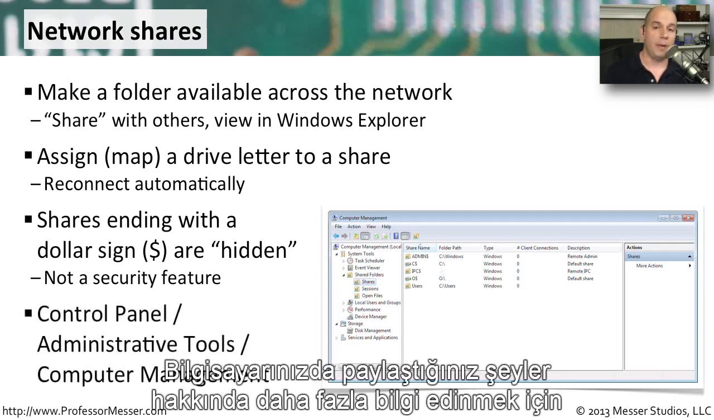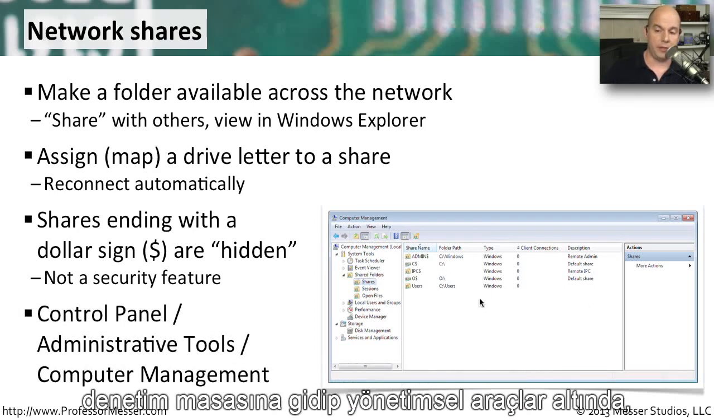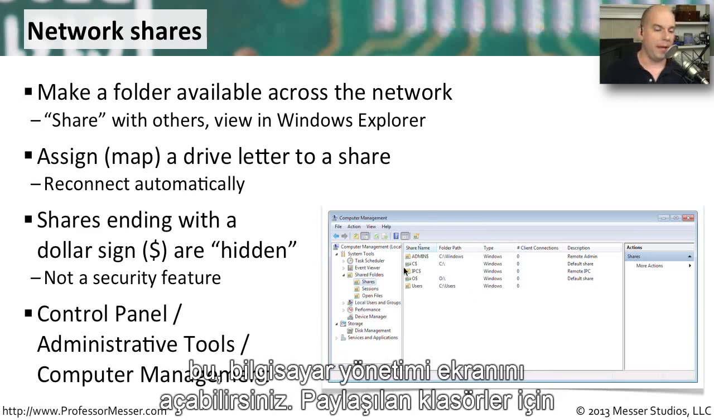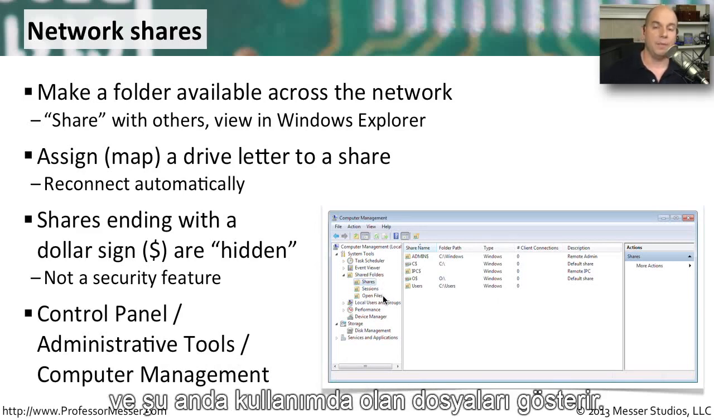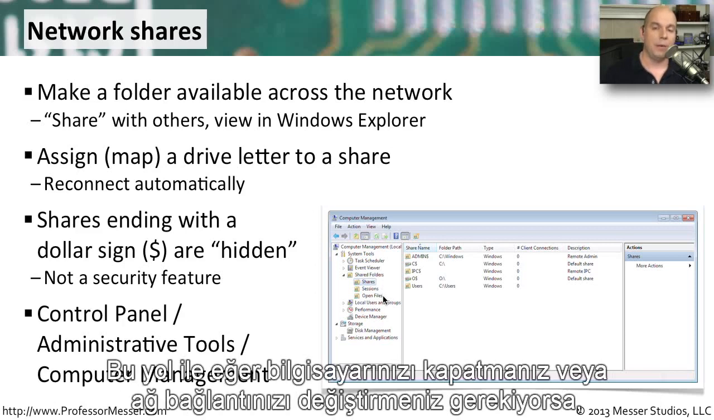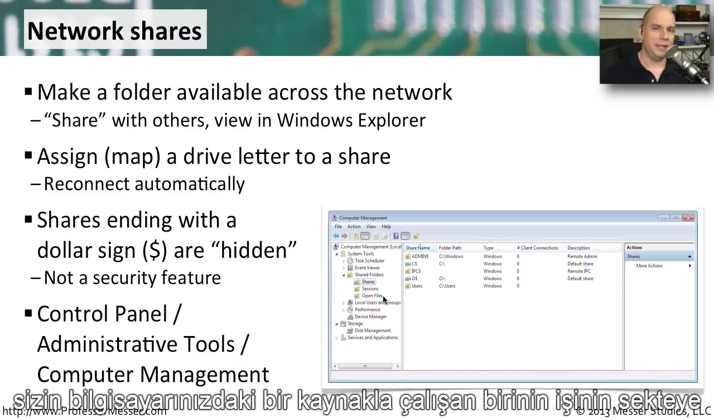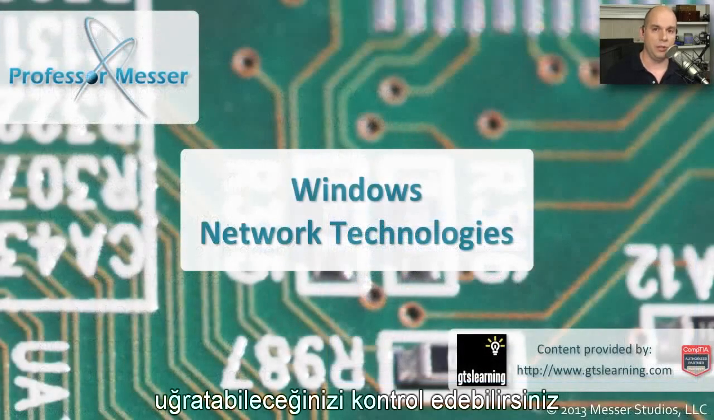To get more information about shares on your computer, you can go to the control panel under Administrative Tools, pull up this computer management screen. There's a whole section for shared folders that will show you the shares, any sessions that may be open to those shares, and you can see files that may be in use at this time. That way, if you need to power down your computer or change your network connection, you can check to see if you might be interrupting somebody who might be accessing a file or a resource that's on your computer.